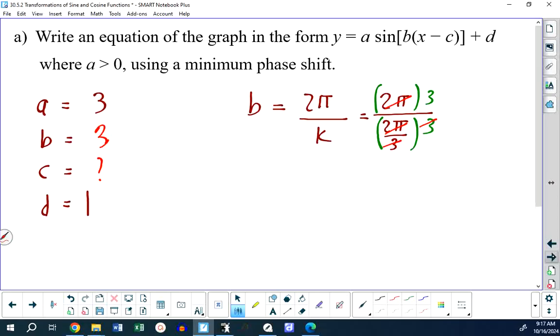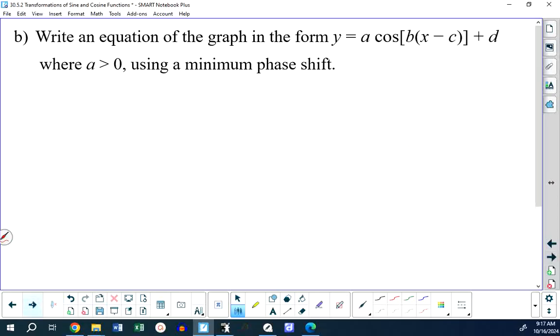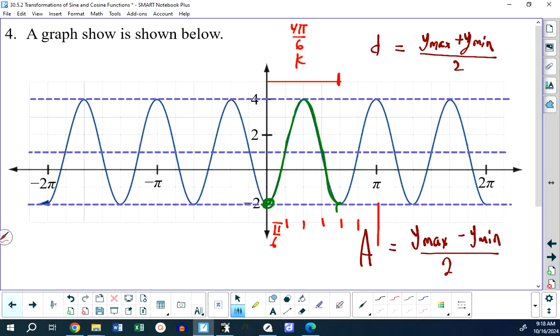Okay. And the vertical displacement and the value of a have told us that these are the grid lines. So sine is going to start here going up. Correct? Does that take into account a and d? Yes, because those are the guidelines. Does it take into account the period, or b? Yes, because it's going to tell us we have to start here and end at 2 pi over 3.